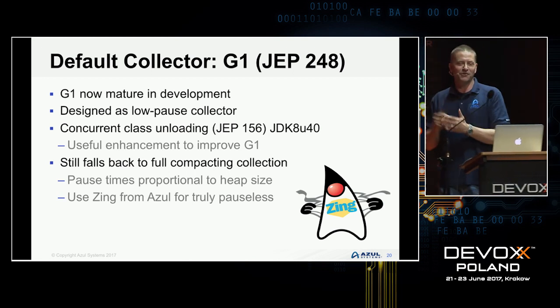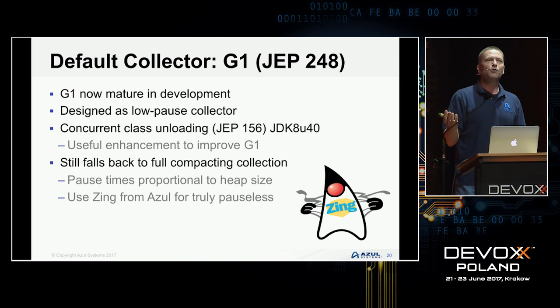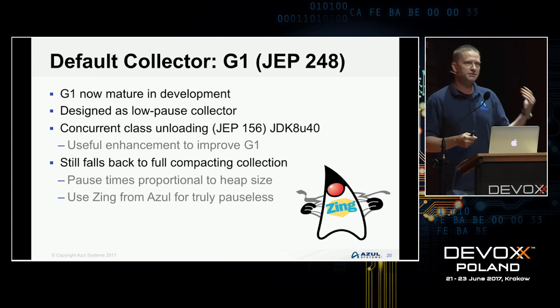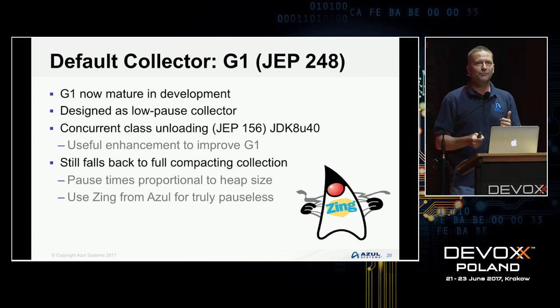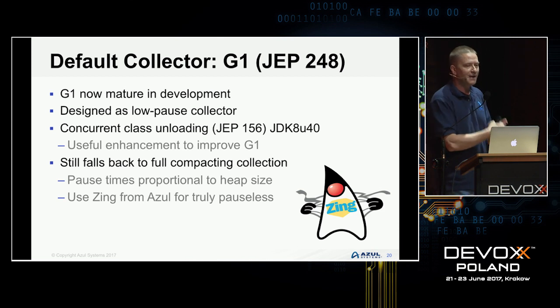At least I think that's still the case. Maybe I'm wrong on that, but that's certainly what used to be the case. So G1 has been around for a long time. It's an interesting approach to garbage collection. It is using the concurrent mark sweep algorithm, but with the idea of doing some concurrent compaction as well.